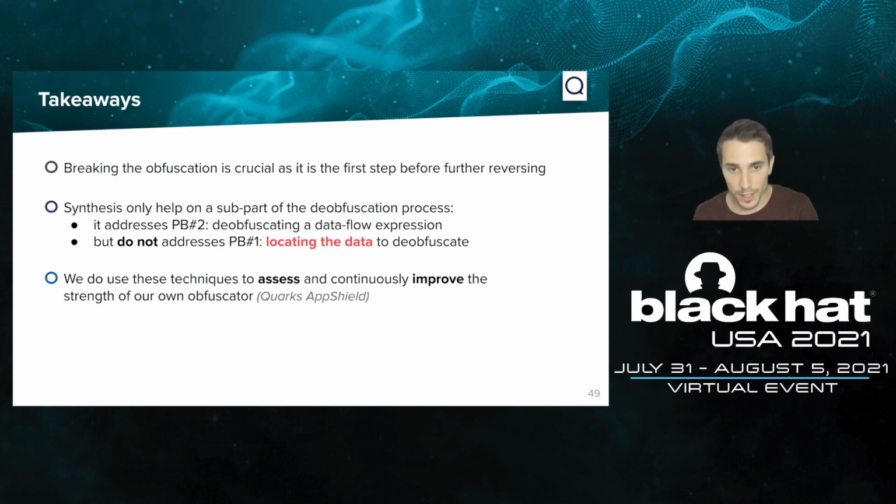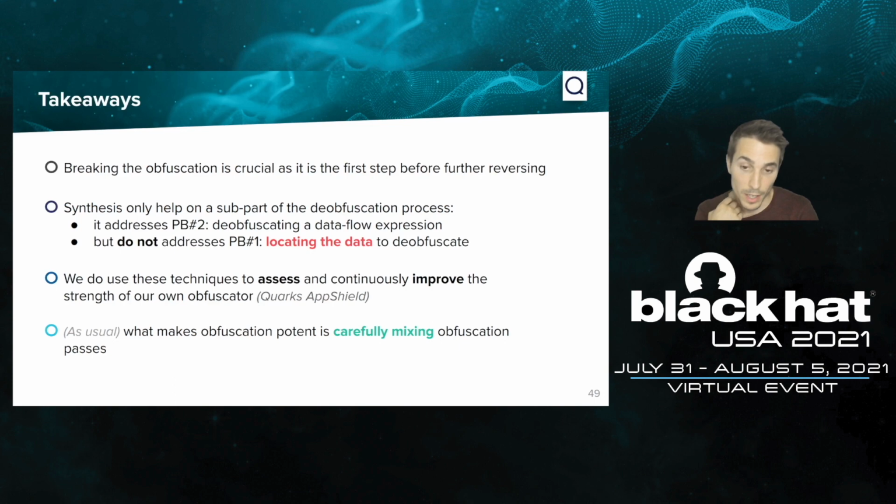We also use synthesis to assess our own obfuscator, which is called Quark Shield, and that allows us to continuously improve it to make sure the obfuscation we generate is resilient. And as usual, what makes an obfuscation potent is carefully mixing it with other transformations. An MBA taken alone can usually be broken.